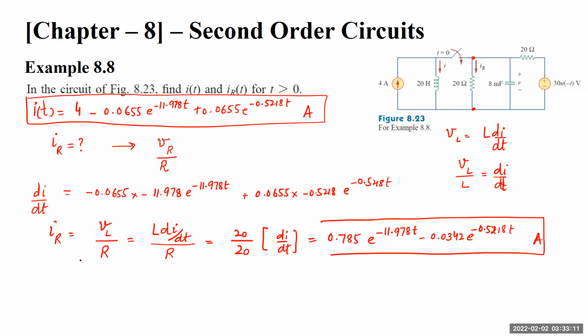So this is how we calculate our answer. We were required to find the value of i(t), and we have found it, which is the current through the inductor. Similarly, we were required to find the current passing through the 20 ohm resistor, and we have found that too. So this is how we solve a parallel RLC circuit for a step response.